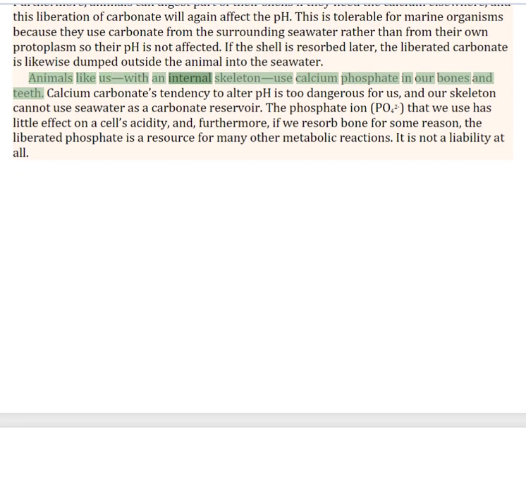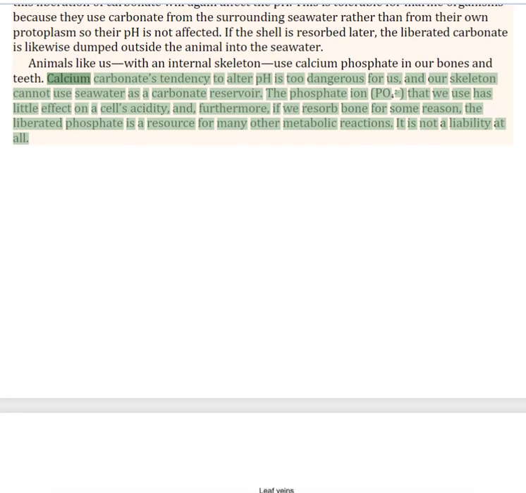Animals like us, with an internal skeleton, use calcium phosphate in our bones and teeth. Calcium carbonate's tendency to alter pH is too dangerous for us, and our skeleton cannot use seawater as a carbonate reservoir. The phosphate ion that we use has little effect on a cell's acidity, and furthermore, if we resorb bone for some reason, the liberated phosphate is a resource for many other metabolic reactions. It is not a liability at all.